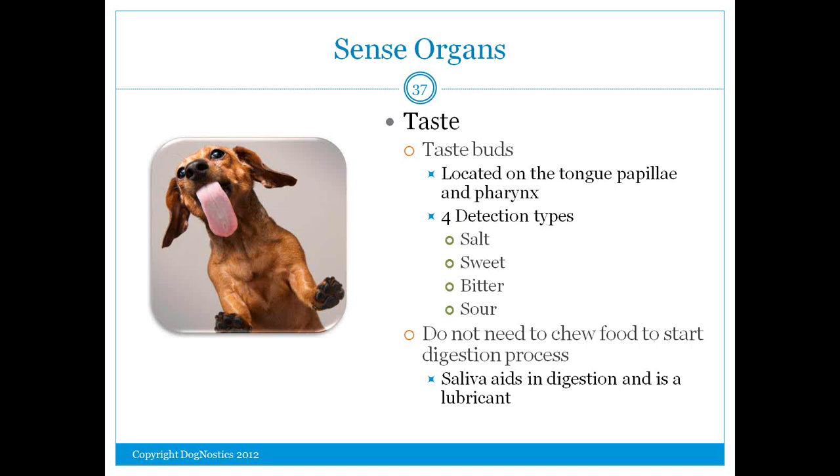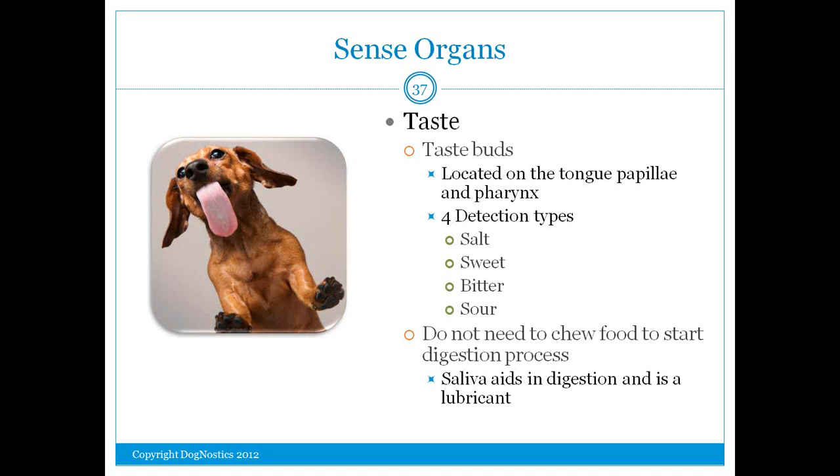So there are 4 detection types: salt, sweet, bitter, and sour. These have all developed through adaptation over thousands of years to help these animals know what's safe to eat and what's not safe to eat. If it's bitter or sour, it's potentially poisonous, so that's why they have those.